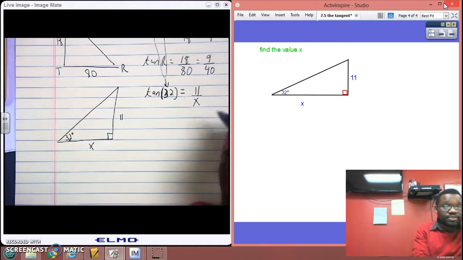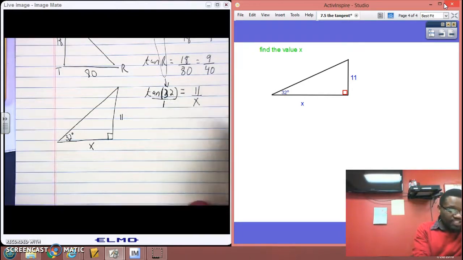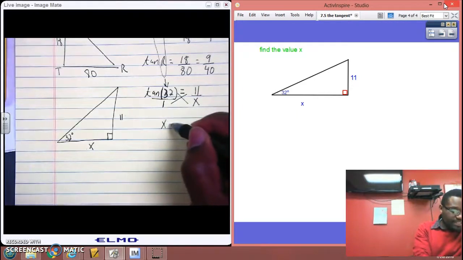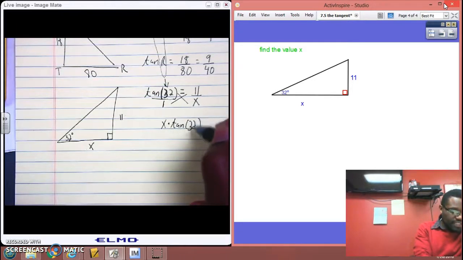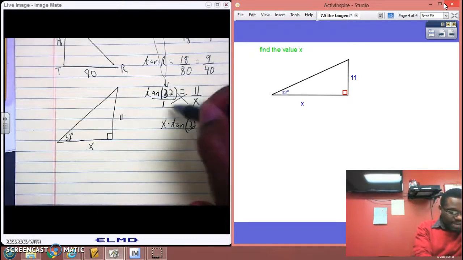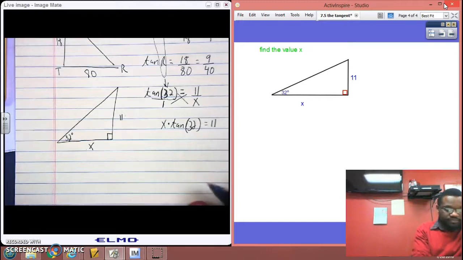So how do we solve for x? Well, we're going to treat it as a proportion. I think it makes sense to always make it a fraction and then cross multiply. So that is x times the tangent of 32, and that's all one thing. The tangent of 32 is all like one number. So x times that, I just put x in the front, equals 11 times 1, which is 11.